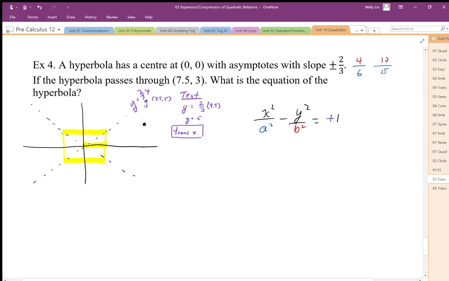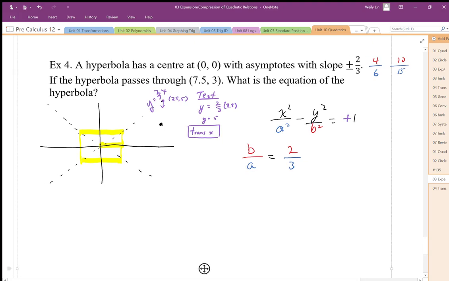2 to 3. So how would we figure this out? Well, let's set this up. I know that the ratio of B to A is equal to 3 to 2, or 2 to 3. Okay, so it's going to be 2 to 3 is my ratio. But it doesn't mean that A and B is 2. But we could say this.